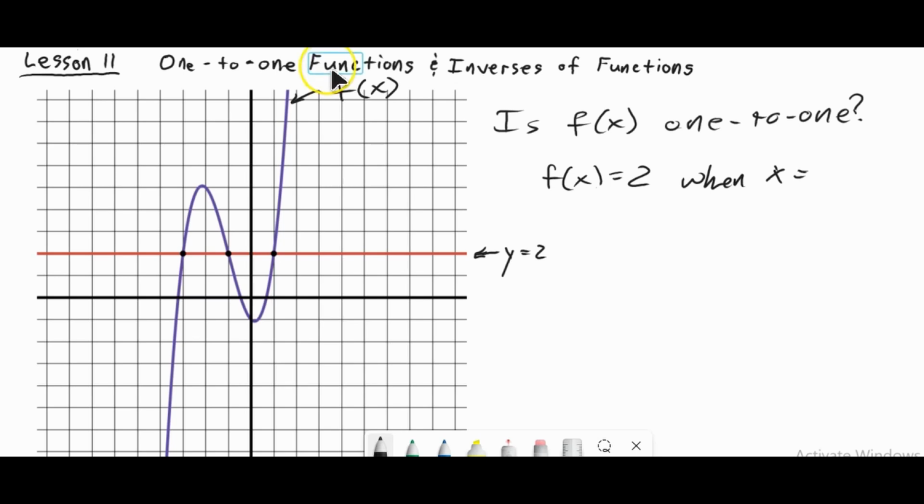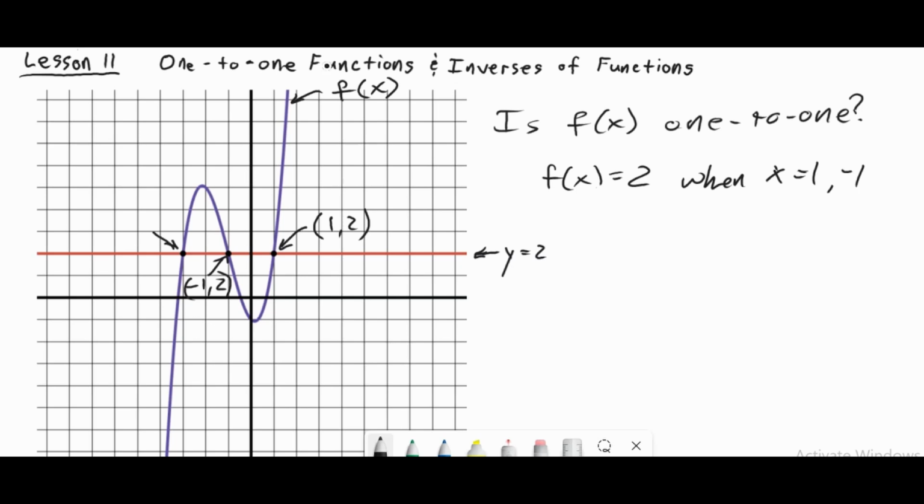Well, look what we have here. We can see that this point right here is the point (1, 2). So when x is 1, then y is equal to 2. But look at this point right here. This is the point (-1, 2). So also when x is equal to negative 1, the output is 2.